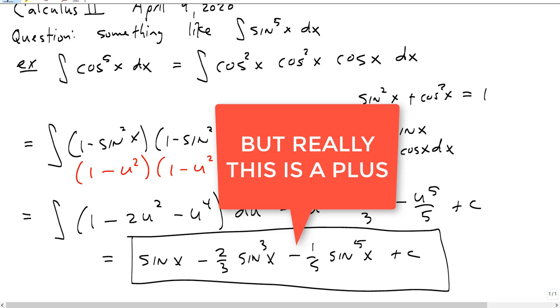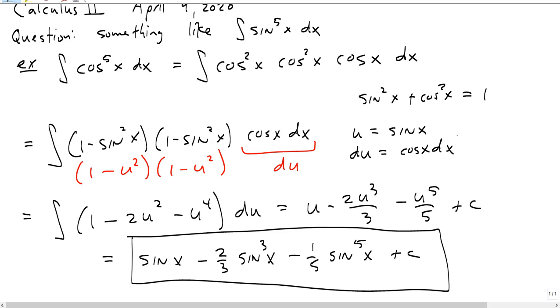As long as one of them is odd, we can shift all of them over. This whole formula allows us to shift two at a time. And so if we have one left over, we can have that be our du, and the u substitution works well.